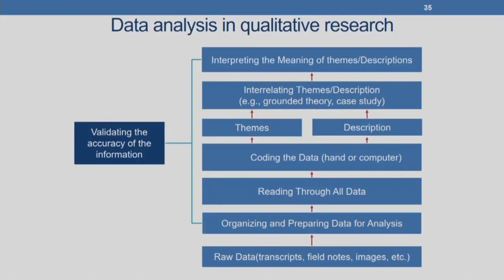have coded. And then we try to relate the themes to the description of the study based upon whether we have carried out a grounded theory approach or a case study approach, and then we finally interpret the meaning of the themes and descriptions, which is where the social constructivist approach or the interpretivist approach of qualitative research methods comes in. And all of these steps, starting from organizing and preparing of data to the final interpretation of the themes that we have taken up, comes under the head of validating the accuracy of the information.